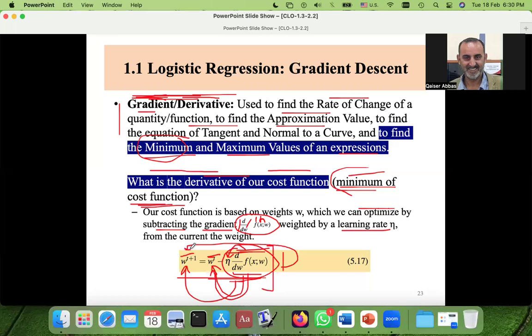So initially you will have some weights. You will have to take those weights, take the derivative, multiply it with eta, subtract it from the same weights, and then update the value in the same weights. And here W(t+1) means you are getting the new weights for those previous weights at time t+1. Now the time is t+1, okay?